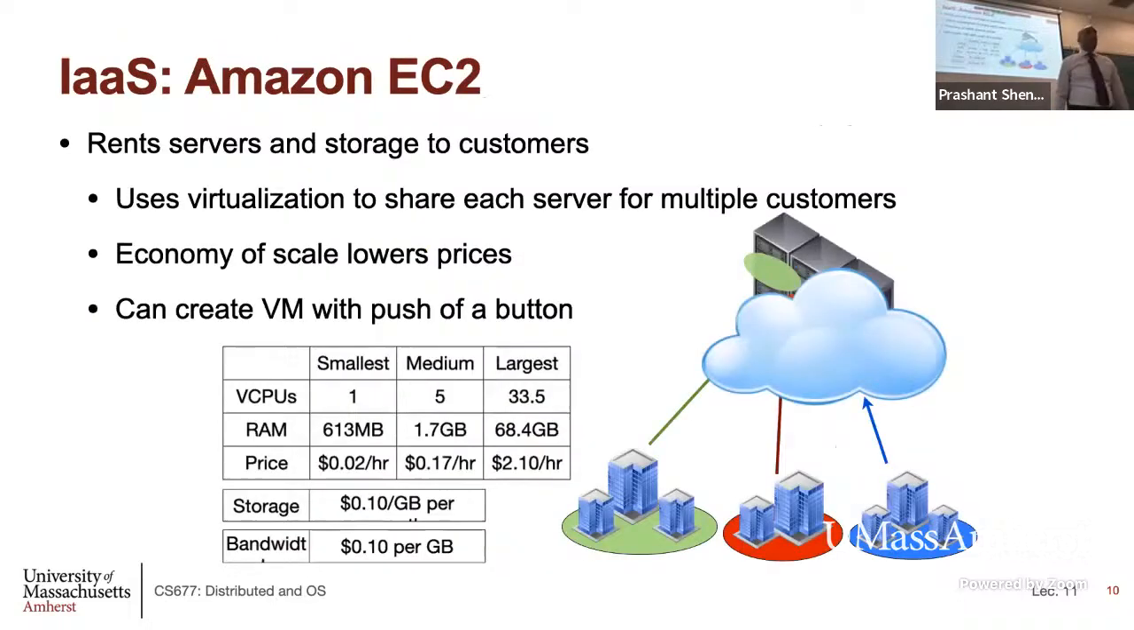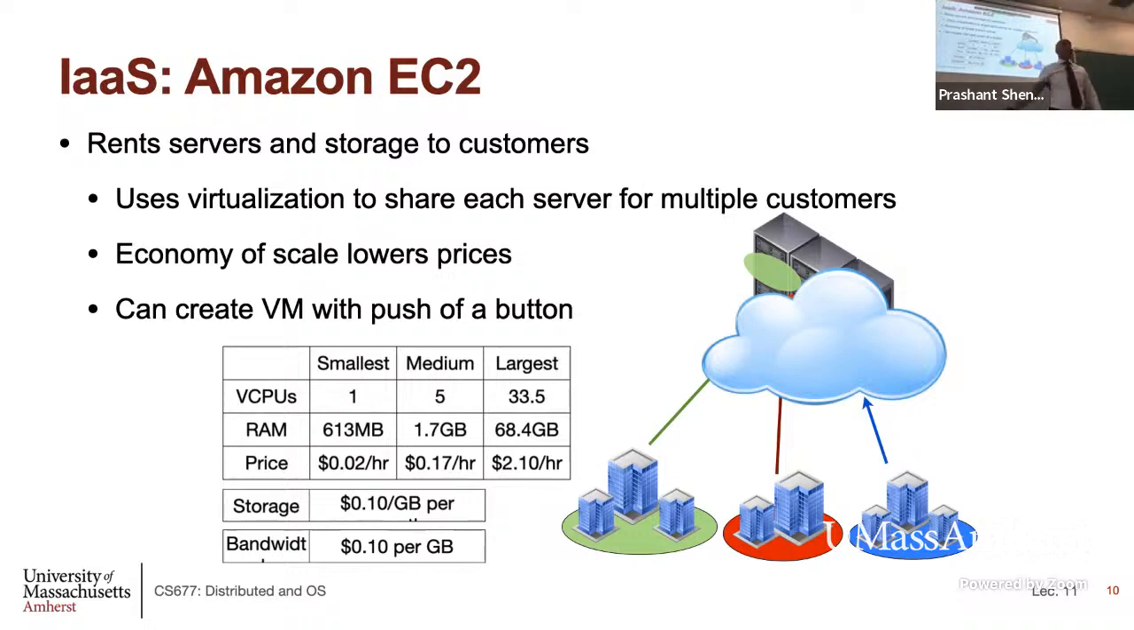Let's start with IaaS cloud. The example we are going to use is Amazon. Amazon has a very big cloud service. It has a specific one for IaaS cloud, which is called Elastic Compute Cloud, or EC2. So that's where you go and you essentially get a virtual machine.